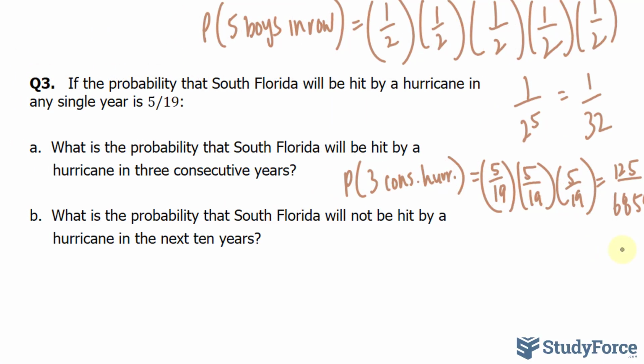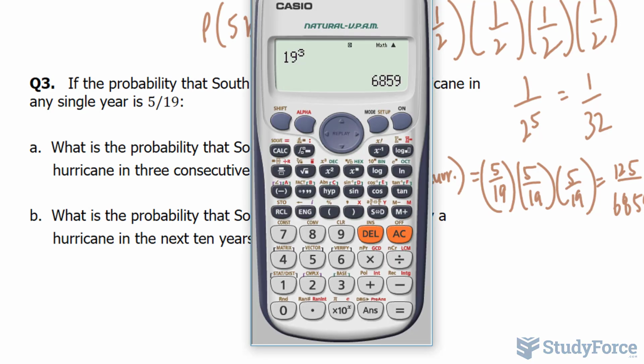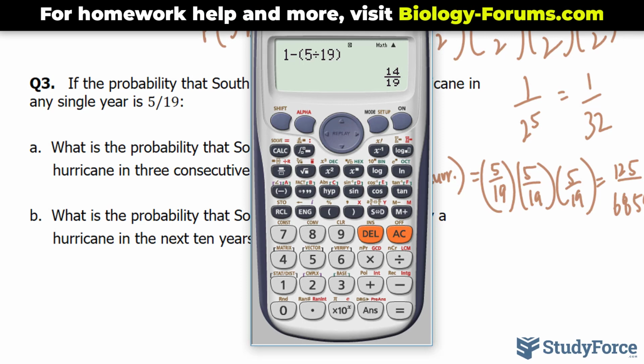What is the probability that South Florida will not be hit by a hurricane in the next 10 years? So for this, we have to find the probability that it will not be hit. And what we do is we subtract this from 1. 5 over 19. So this right here is the probability that it will be hit in 1 year. Let's go ahead and calculate that. 1 minus 5 over 19. So the likelihood of not being hit by a hurricane in the first year is 14 over 19. Now we need to multiply this by itself 10 times.